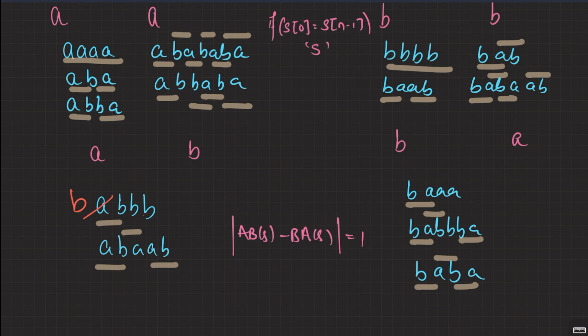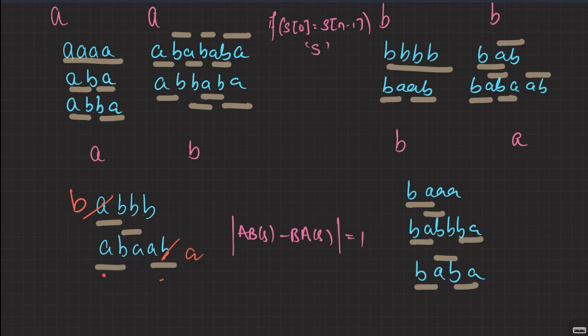Let's take one more example. Here, first and last character are not same, so you have two options. Either change it to A or change it to B. Let's say here, changing it to A. You'll be able to see you have one AB and one BA, and now the difference is gone, right?